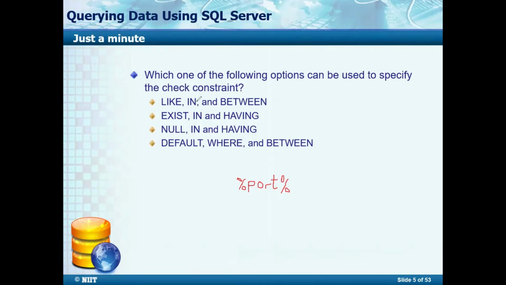Then IN: when you want to mention a list of values and check any of those in the list, you use IN. Then BETWEEN, when you want to check for a value within a range. So LIKE, IN, and BETWEEN. That's the correct answer.